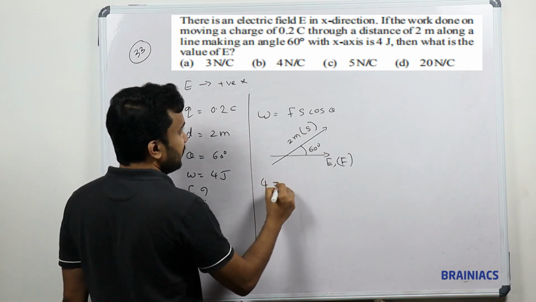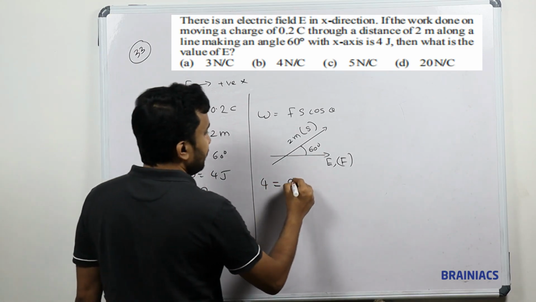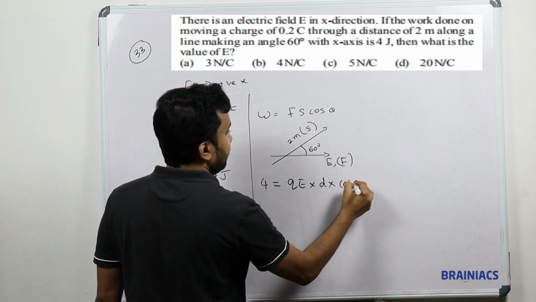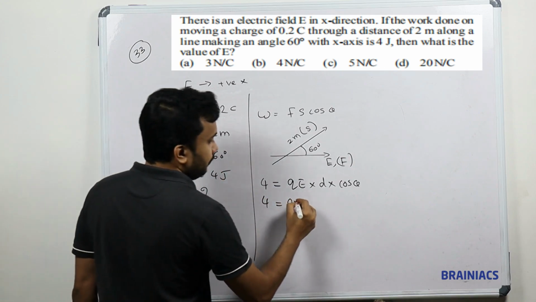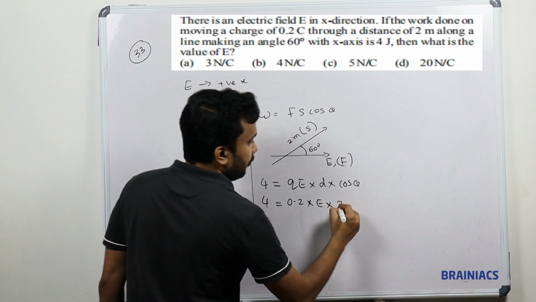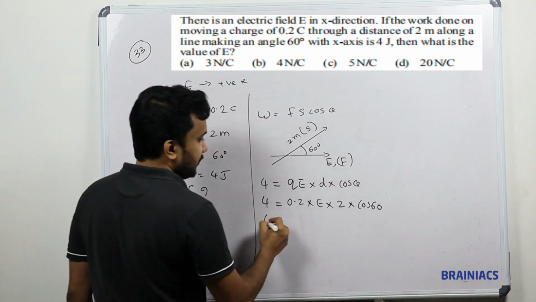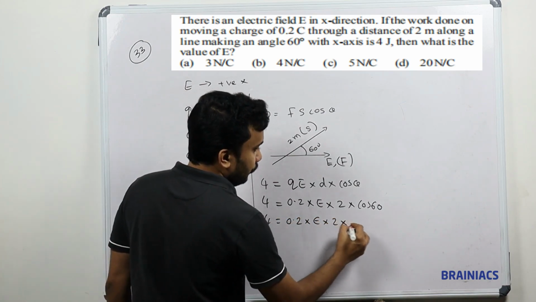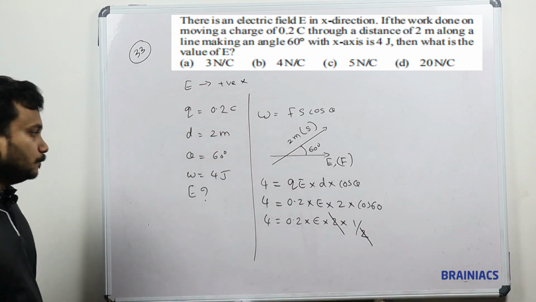Energy is 4 joule, given. Work will be equal to F, we can substitute QE. So QE into distance into cos theta. Now we'll substitute: 4 equal to Q value is given 0.2. Electric field has to be found out. Distance traveled is 2 meter and cos becomes cos 60. We'll simplify this. 4 equal to 0.2 into E into 2 into cos 60, which is 1 by 2. So the 2 cancels.